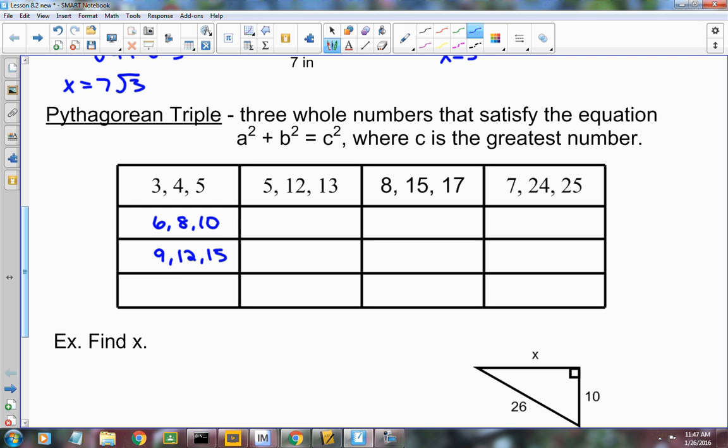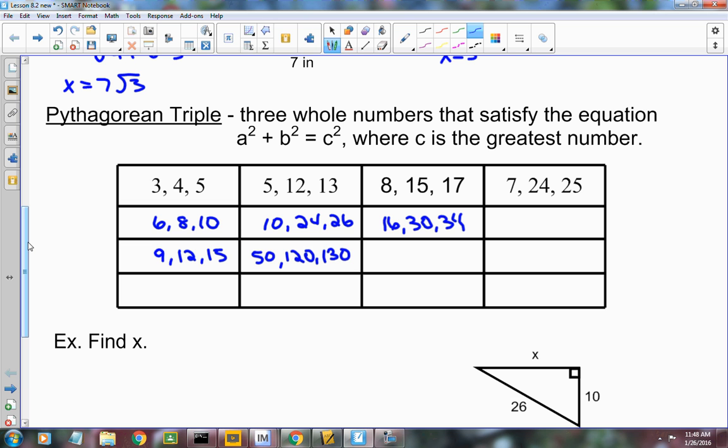5, 12, 13 is another one. These first two we see a lot. Okay, you can do families of this one, which if I did multiply through by 2, I would get 10, 24, 26. I could multiply through by 10 and get 50, 120, 130. Those are three whole numbers that satisfy the Pythagorean theorem, which means they're called the Pythagorean triple. 8, 15, 17 is another one. Again, I can multiply through. I'm not going to do all of these.